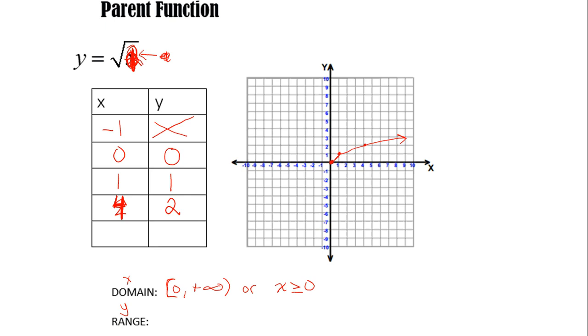My range is my y values. This starting spot is kind of the marker. What's the y value that starts right there? 0. And then it keeps growing upwards, right? These are positive y values up here. This graph would just keep growing up and up and up. So the range is going to go from 0 to positive infinity as well. Or you can say my y's are greater than or equal to 0. So domain and range description are coming back.